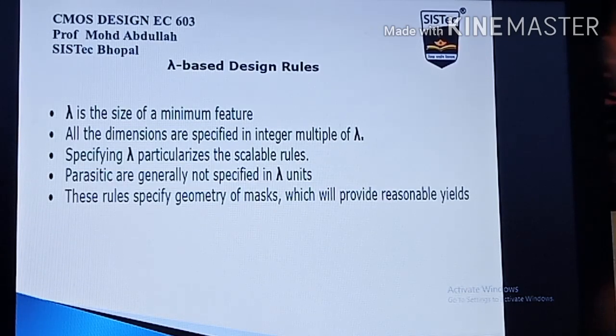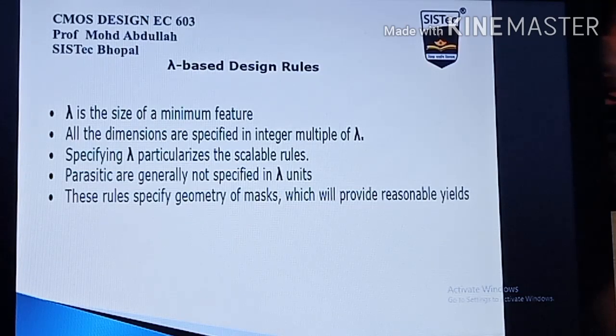What do you mean by Lambda? Lambda is the size of the minimum feature. Whenever you are going to decide a width, for example, for a certain device you have a length and the width. The length and the width are measured in terms of Lambda. All the dimensions are specified in integer multiples of Lambda. Specifying Lambda particularizes the scalable rule.